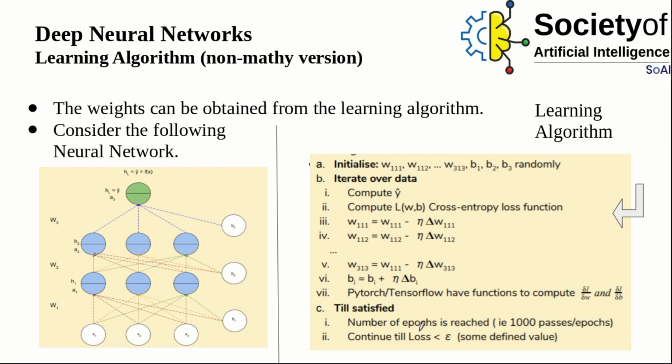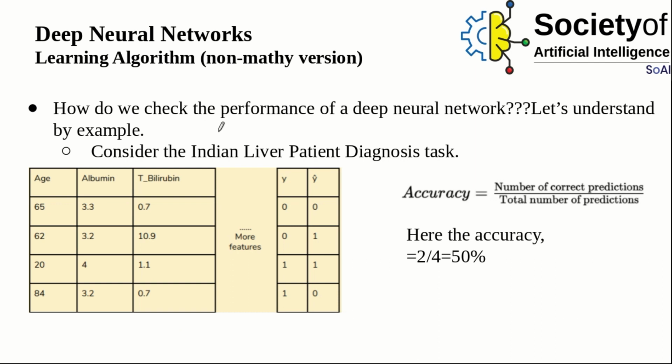Then we will be iterating until we reach the number of epochs we wanted, say 1,000 passes per epoch, and continue till the loss function value is less than epsilon, which will be some defined value. It is generally very close to 0, so that we will get a better accuracy. So, how do we check the performance of a DNN?